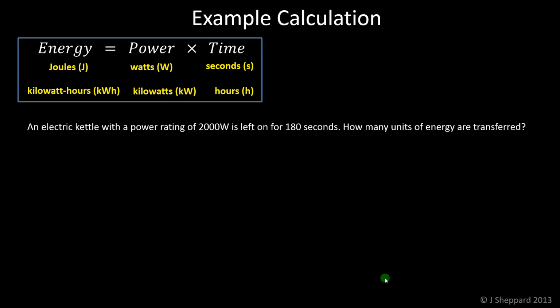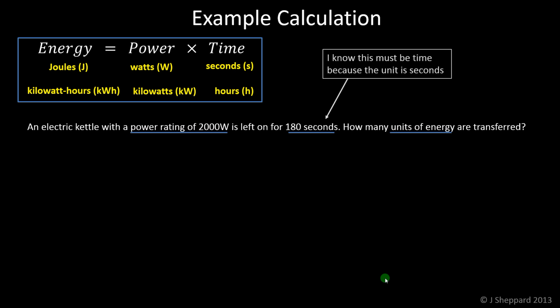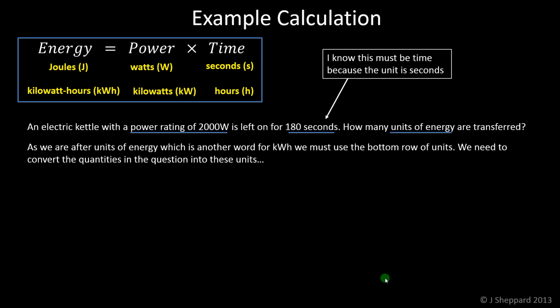So here's our example. An electric kettle with a power rating of 2,000 watts is left on for 180 seconds. How many units of energy are transferred? So, again, underline our key quantities. Power rating 2,000, 180 seconds. Units of energy is what we're after. Okay? We know that 180 is time because it's in seconds. I know that one's fairly obvious, right?